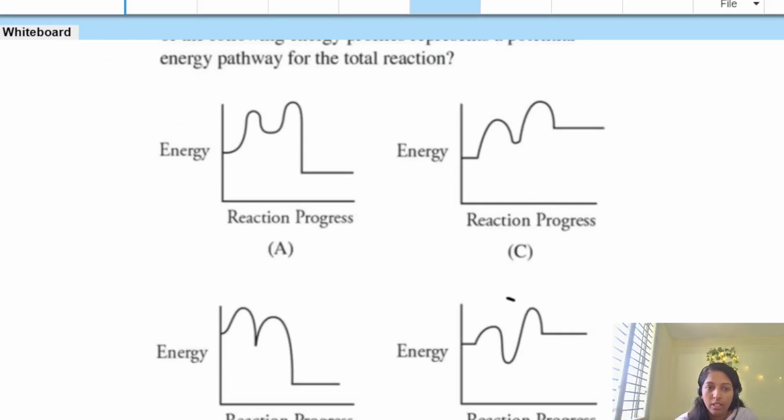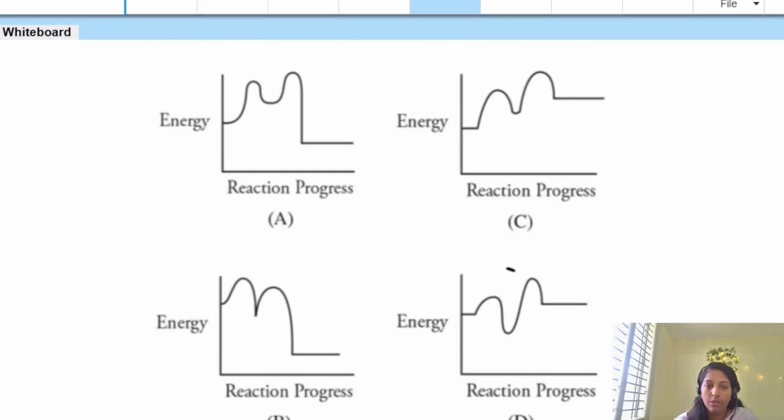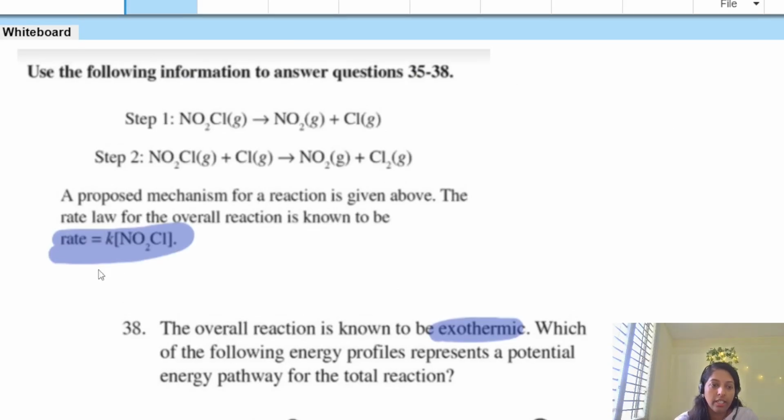And see which of the following graphs is related to this reaction. Since it's exothermic, you can skip options C and D, right? Both of them are endothermic. Then what about A and B? How do you know? Think about the reaction once again. The rate determining step is the slow step. So which is the slow step here? NO2Cl raised to 1 is the rate law, which means NO2Cl is the only reactant involved, right? So step 1 is the slow step.